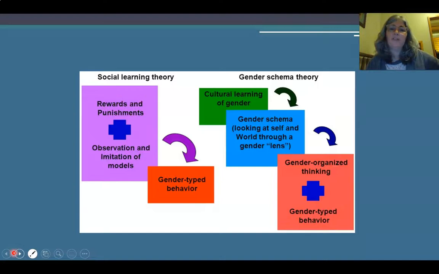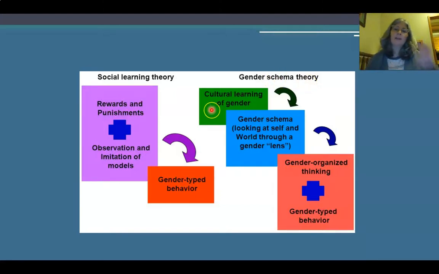Let me get my cursor. There we go. So to compare the two, they do have a bit of similarities, but in social learning theory, you observe role models in your life and you imitate them. You also see the role of rewards and punishments here, whether you're looking at role models and seeing whether they're rewarded for their characteristics or not. And then that leads to your gender type behavior.